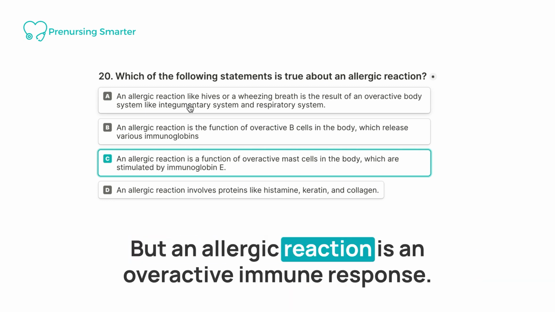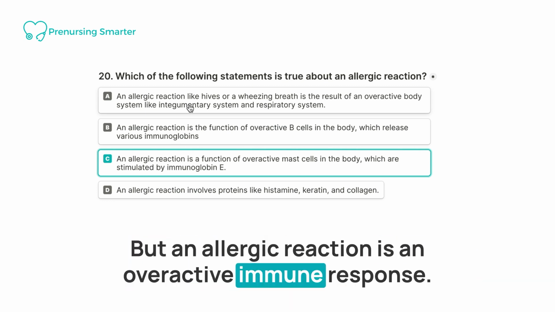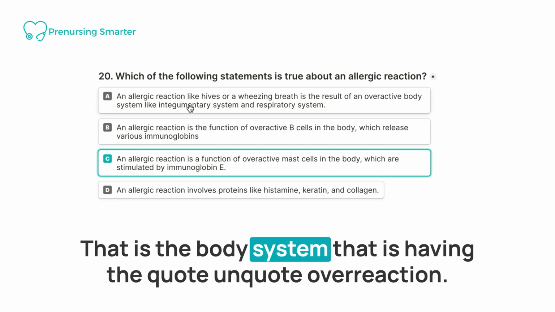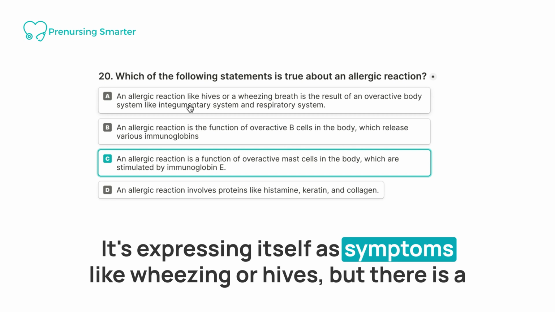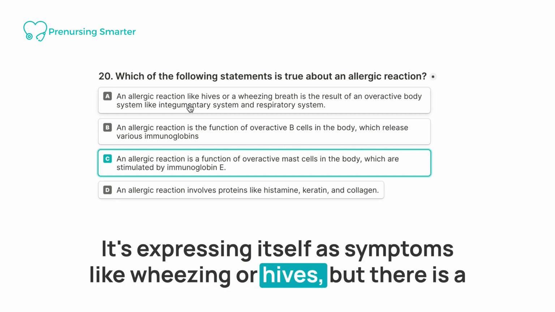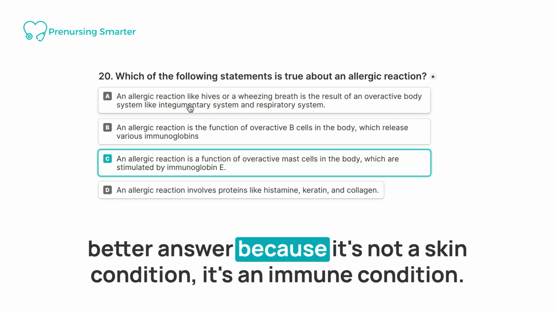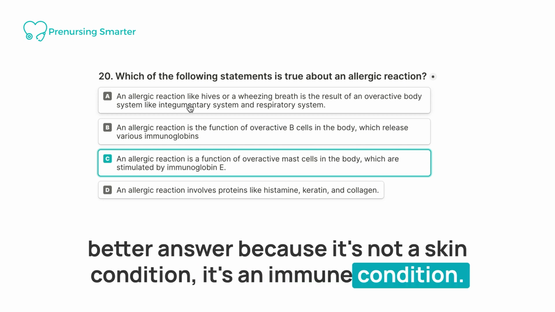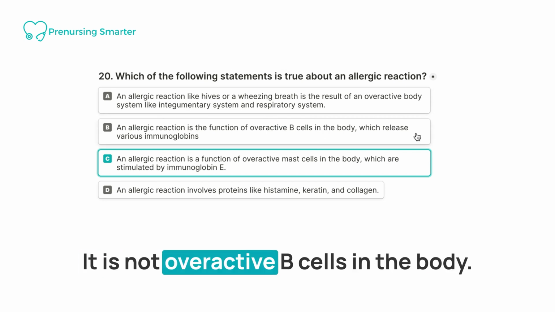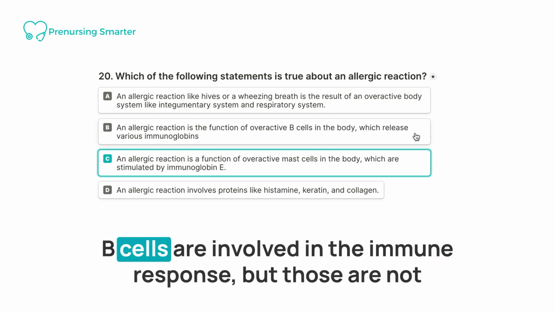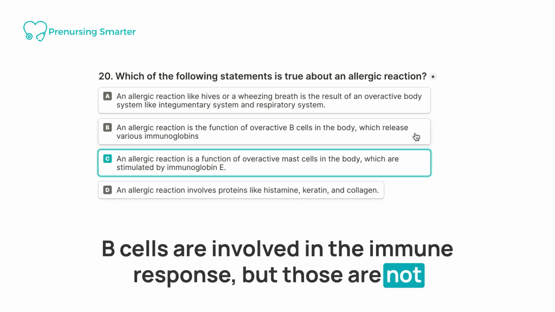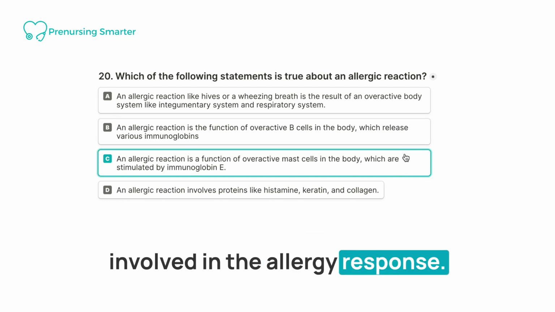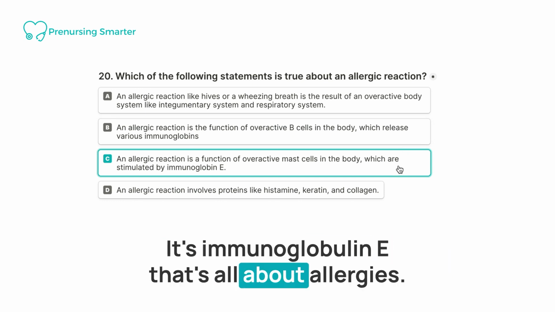But an allergic reaction is an overactive immune response. That is the body system that is having the quote-unquote overreaction. It's expressing itself as symptoms like wheezing or hives. But there is a better answer because it's not a skin condition, it's an immune condition. It is not overactive B cells in the body. B cells are involved in the immune response, but those are not involved in the allergy response. It's immunoglobulin E that's all about allergies.